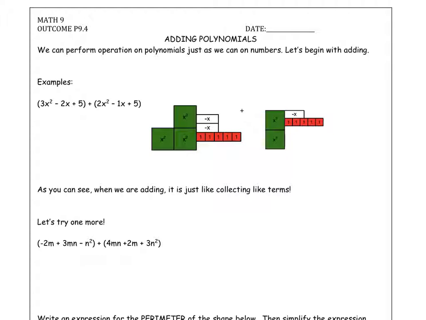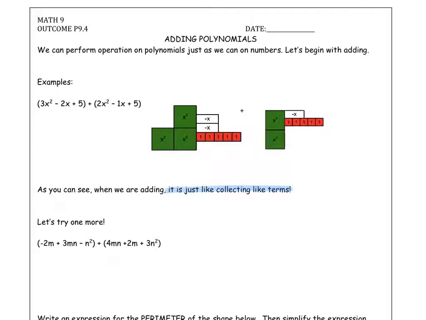Just like we can do the operations on integers, adding, subtracting, multiplying, and dividing, we're going to add, subtract, multiply, and divide polynomials. So adding is the simplest, and really we already know how to do it because adding is just exactly the same as collecting the like terms.